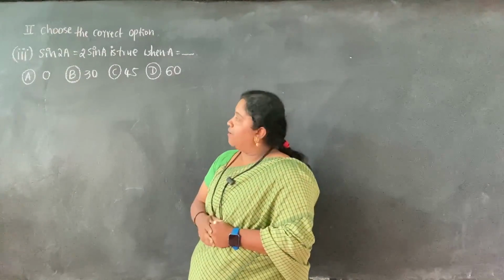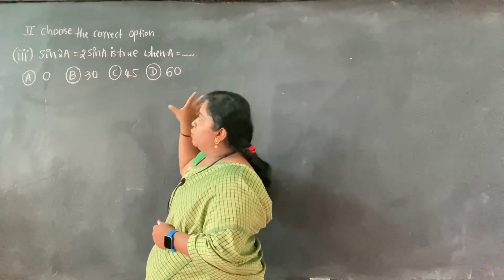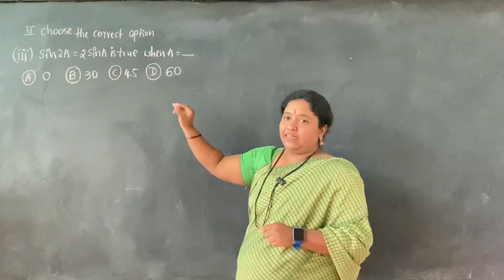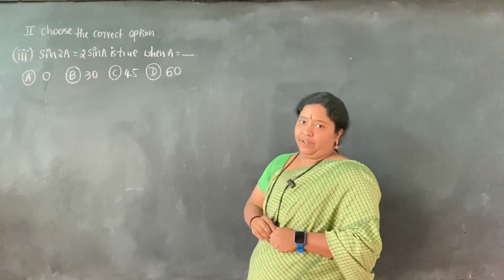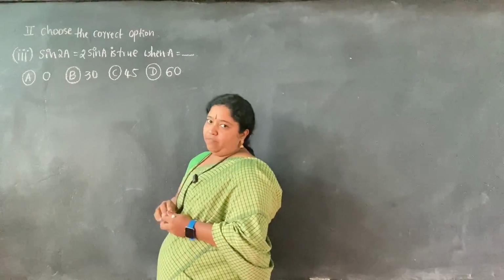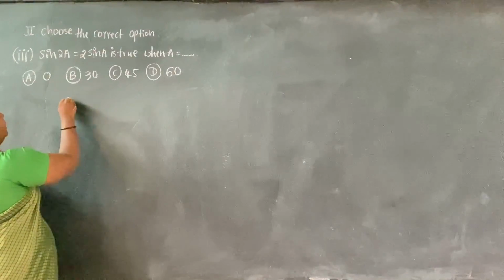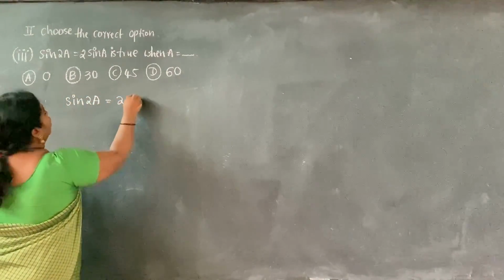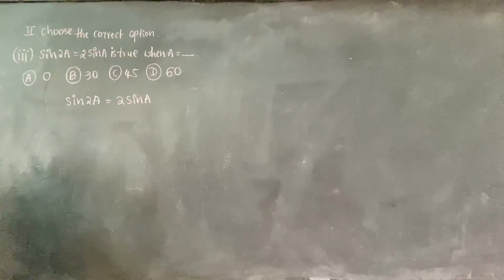Next question we have here: sin 2A is equal to 2 sin A is true when A is equal to any of these values, that is 0 degree, 30 degree, 45 degree and 60 degree. Fine. So we'll check one by one. Look at the board. What we have here is sin 2A is equal to 2 sin A.